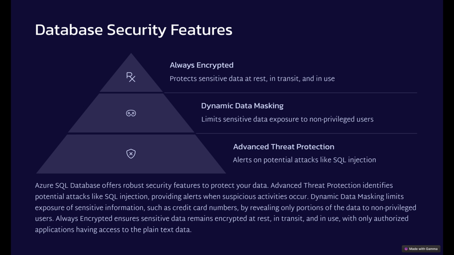What about dynamic data masking? How does that help? Dynamic data masking is great for limiting how much sensitive data non-privileged users can see. It lets you hide parts of the data in query results, like showing only the last 4 digits of a credit card number or hiding most of an email address.